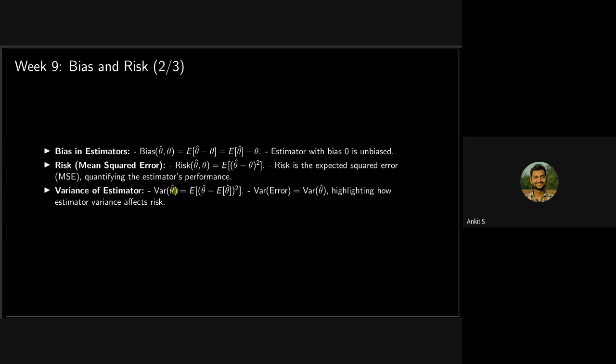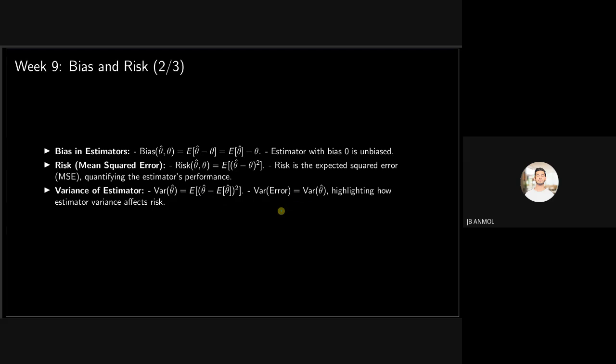Because theta hat is a random variable, you define variance for it the same way as for any random variable. One thing to note here is that the variance of the error is equal to the variance of theta hat, because the error is just the translated version of theta hat. Theta hat minus theta is the error.